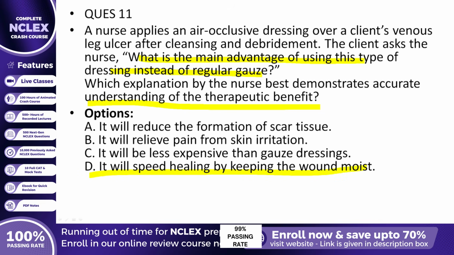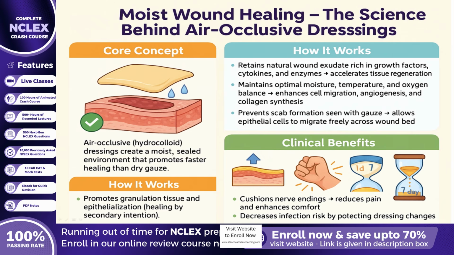To understand this clearly, let us explore the clinical science behind moist wound healing. Air-occlusive dressings, also known as semi-occlusive or hydrocolloid dressings, create a sealed, moisture-retentive environment over the wound bed. This moisture prevents the evaporation of wound exudate, which contains growth factors, cytokines, and enzymes that actively support tissue regeneration. By maintaining an ideal temperature and hydration level, these dressings enhance cell migration, angiogenesis, and collagen synthesis, 3 vital steps in forming granulation tissue and promoting epithelialization.